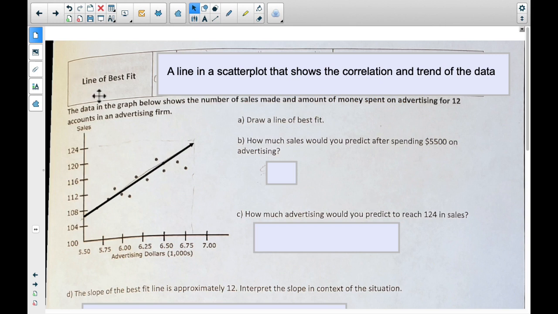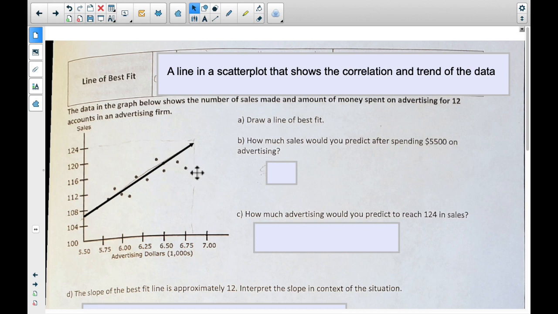Okay, on the next page, a line of best fit. And I think maybe you've done this before. A line of best fit is a line in a scatter plot that shows the correlation and trend of the data. So take a ruler. It's always good to use a ruler when you're doing a line of best fit, or a straight edge of some kind, and make a straight line here. And what you want to do is try to make it go through the middle, and show the trend of the data. So let me show you what I mean.